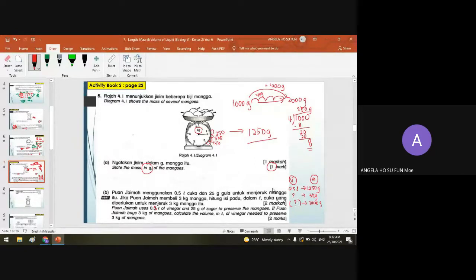No problem. What you can do is cross multiplication. What do you mean by cross multiplication? It means that I'm going to multiply this, right?